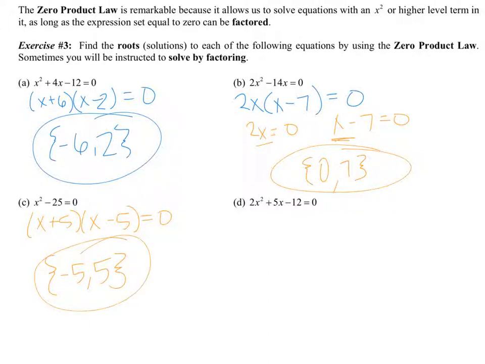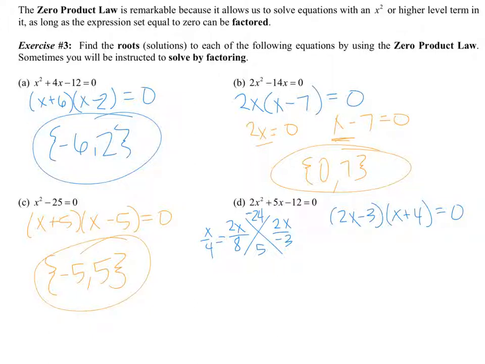And the last one, these are the more difficult ones. So 2 times negative 12 is negative 24. So multiplies to equal negative 24 and adds to equal 5. Well, I know it's going to be 8 and negative 3. So I have 2x on each one. So my first one is going to be 2x minus 3. My second one, this becomes x over 4, so x plus 4 equals 0.